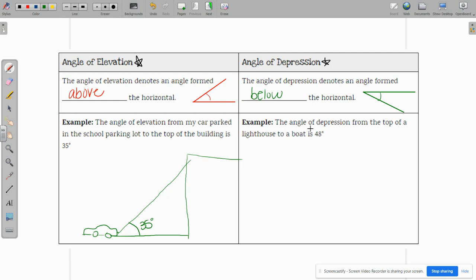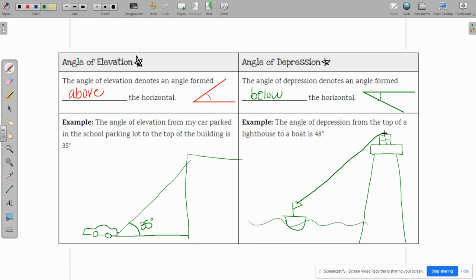Another example, the angle of depression from the top of a lighthouse to a boat is 48 degrees. So let's say we have some water over here, and here is this awesome boat, little flag there, and you have a lighthouse over here, and usually there's a little spot up here. Maybe it looks something like that, okay? So the angle of depression from the top of the lighthouse. So we're talking about looking from the top of the lighthouse down to this boat.